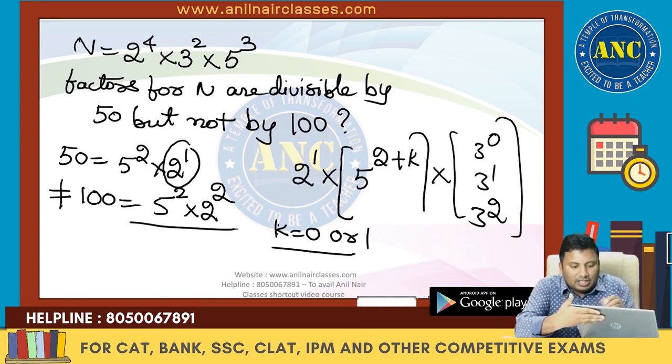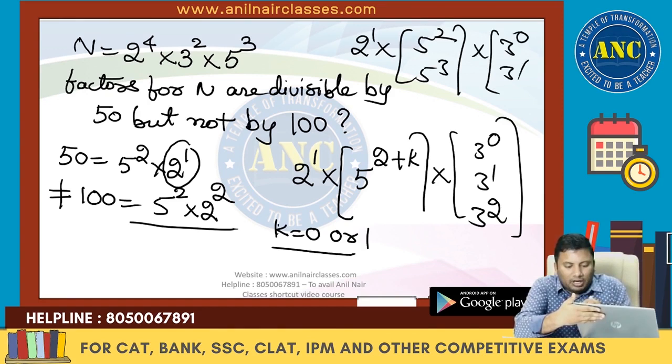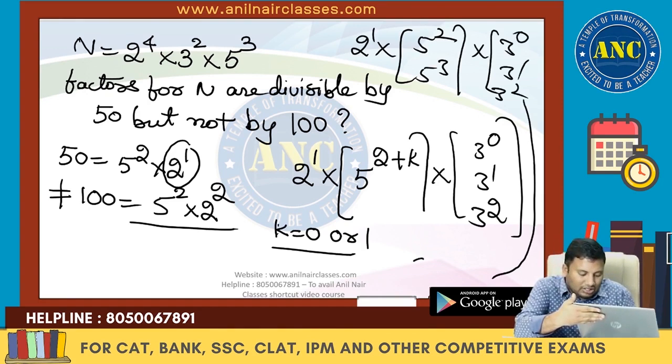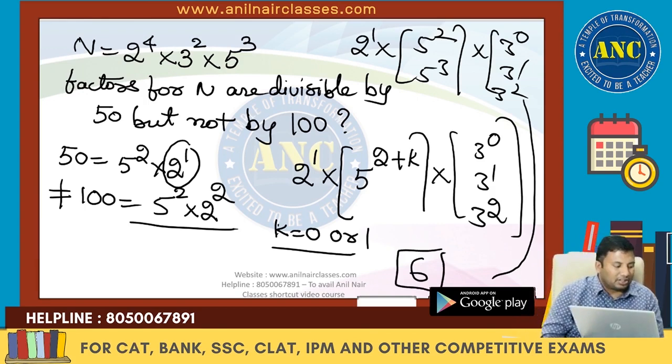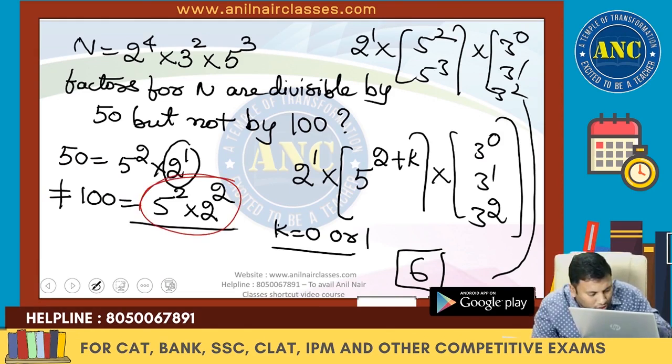So it is nothing but 2 power 1 into 5 square or 5 cube, into 3 power 0, 3 power 1, 3 power 2. Answer is 2 into 3, which is 6. Answer for this question is 6. Again, please understand it clearly. It is not divisible by 100. 100 is 5 square into 2 square.